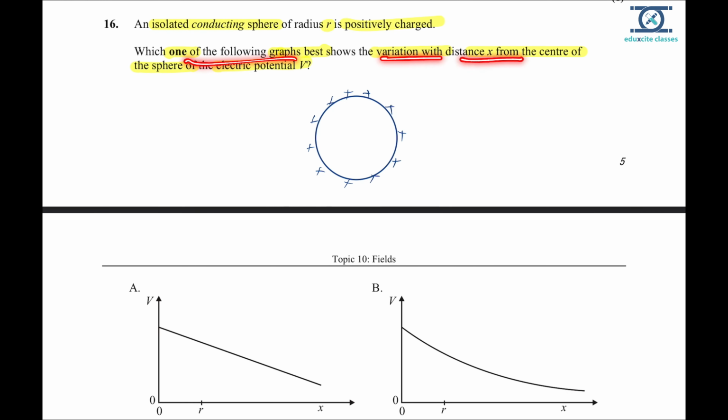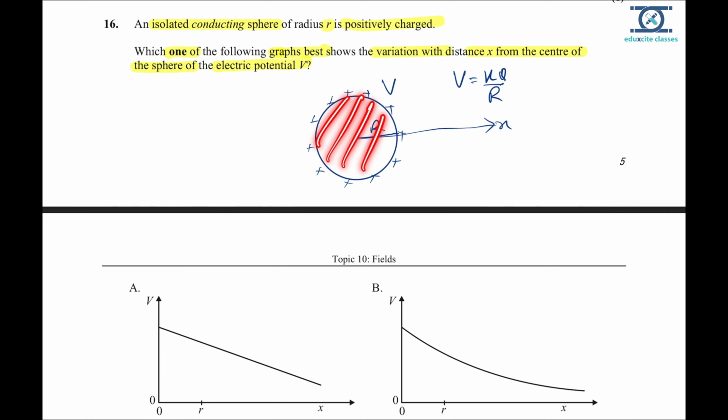The variation of distance x from the center, now this is, let us say, the center, and this is the electric potential V. So always remember V is kq by r, if this is the radius r and this is x. So inside the conducting sphere, the potential is the same. Always remember, inside the conducting sphere the potential is equal to that at the surface, and thereafter it will be inversely proportional to the distance.